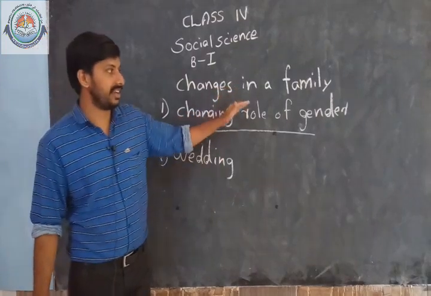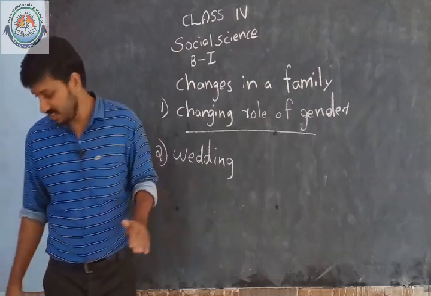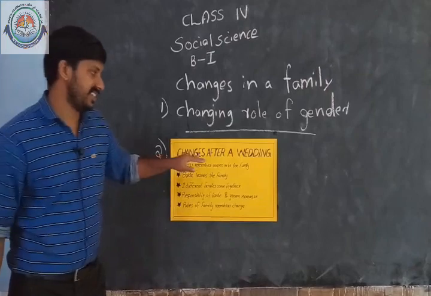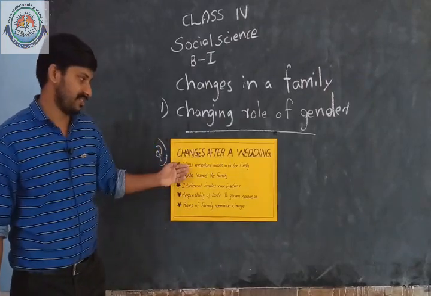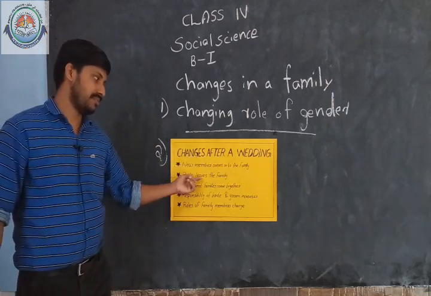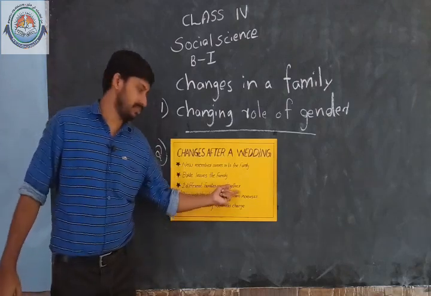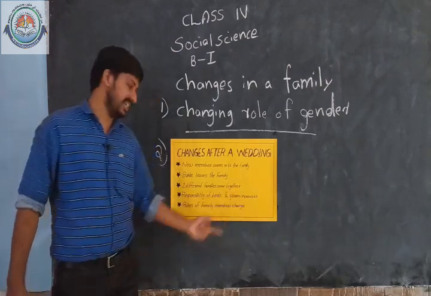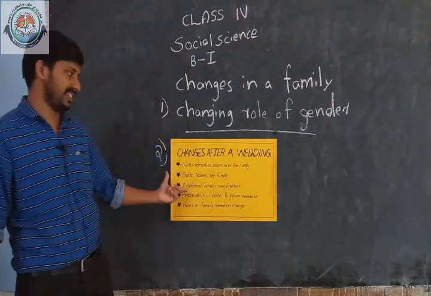That is the next category of change, the wedding, which we can discuss with some more points. Changes after a wedding: first, a new member comes to the family. Second, the bride leaves her family. Third, two different families come together. Fourth, the responsibility of bride and groom increases. And last, the roles of family members may change.